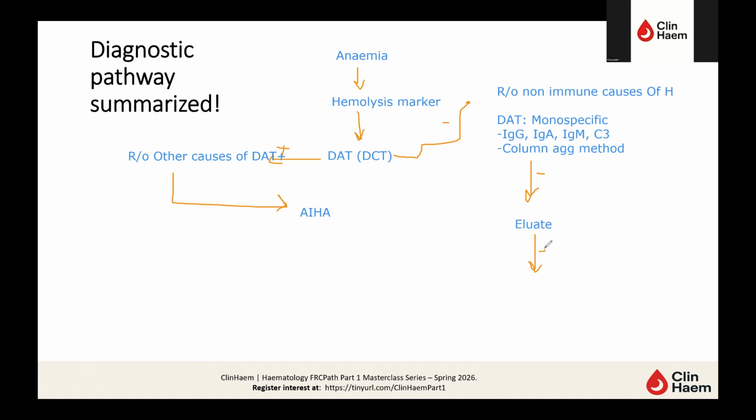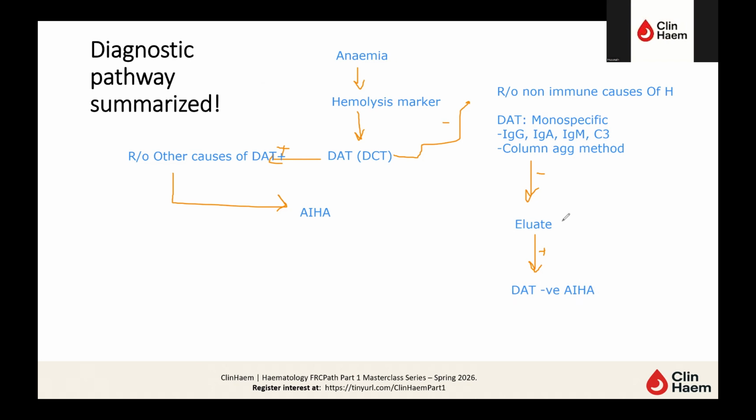So if the eluate is positive, by positive I mean you found an antibody and it looks like an autoantibody, what you would call this is DAT negative AIHA, because the patient has hemolysis, because hemolysis markers are positive and the anemia was there, but the DAT was negative, including the monospecific DAT, and you have diagnosed this autoimmune problem from an eluate. So that's DAT negative AIHA.